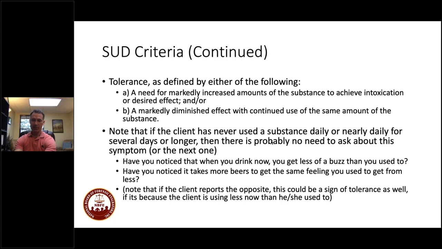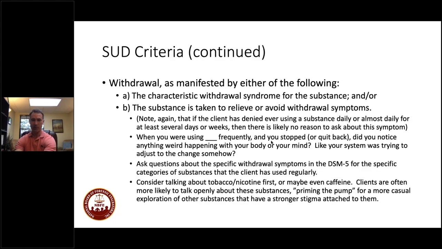Tolerance is when the client is using daily or almost daily and then over time needs more to get the same effect they used to get from less. So here are some examples of questions you can ask about that. You can go back and look at these on your own later if you want to. And with the withdrawal symptom, I encourage you to actually go into the DSM and look at the withdrawal diagnosis for that particular substance, and then see if when they were withdrawing, if ever, which of these symptoms they were experiencing specifically, so you know whether it was really withdrawal or not.